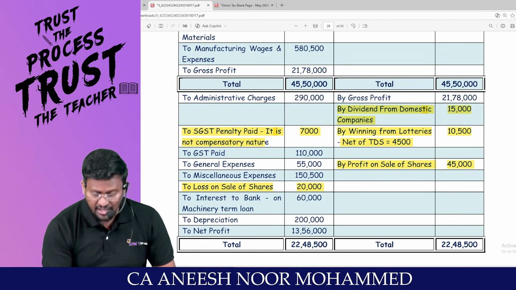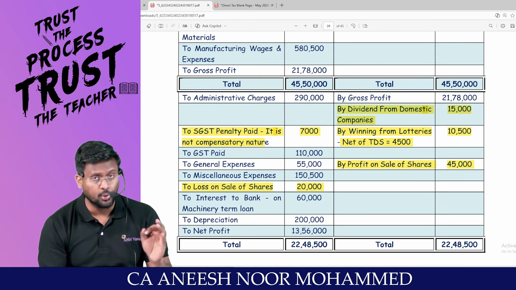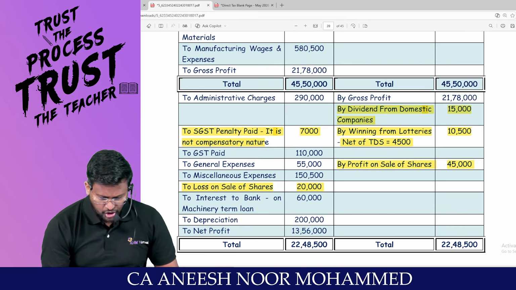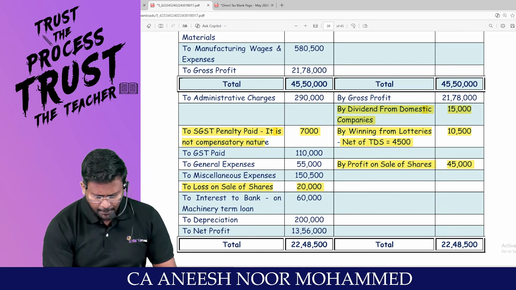Loss on sale of share is a capital gain item. It's an impurity for PGBP, should be added back. Interest to bank on machinery term loan generally allowed, depreciation generally allowed.